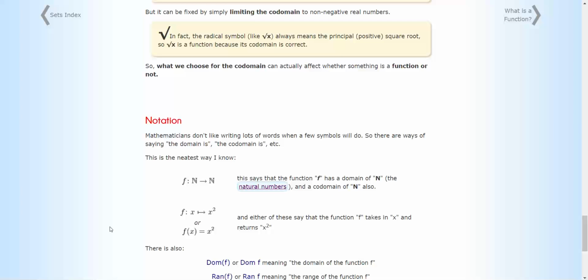Lots of words when few symbols will do. So there are ways of saying what the domain or the codomain is. The neatest way I know says that the function f has a domain of N, the natural numbers, and a codomain of N also. And either of these says that the function f takes in x and returns x squared.